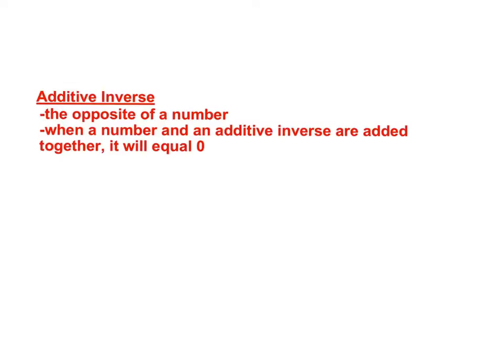Should be pretty straightforward. The reason we need the additive inverse property is for solving equations, right? Remember we do the opposite to both sides? The whole point is making one side 0. That's why we use the additive inverse.